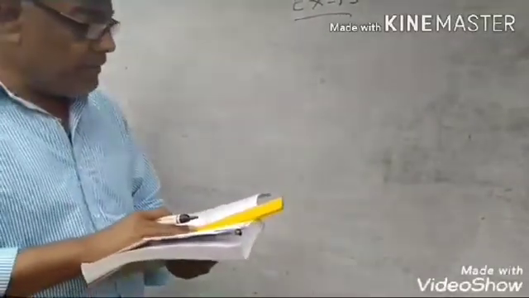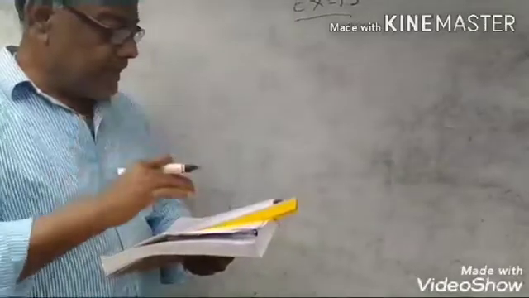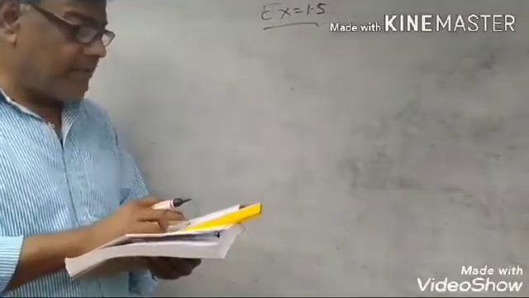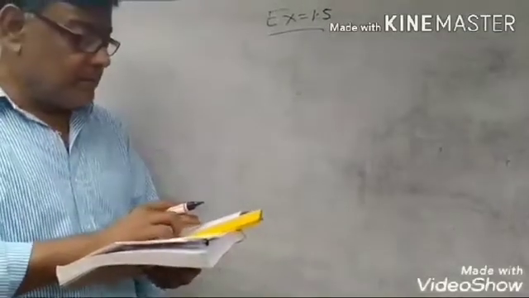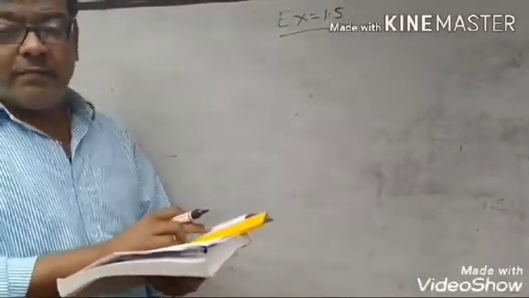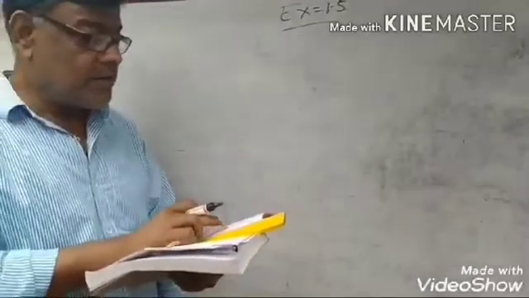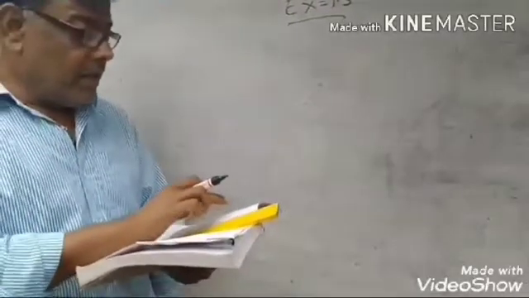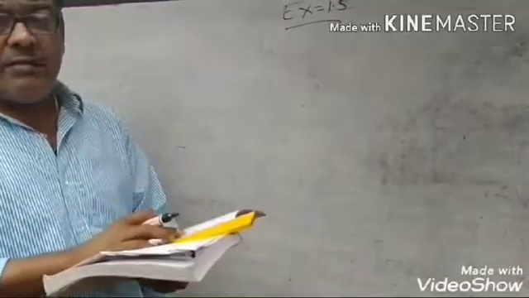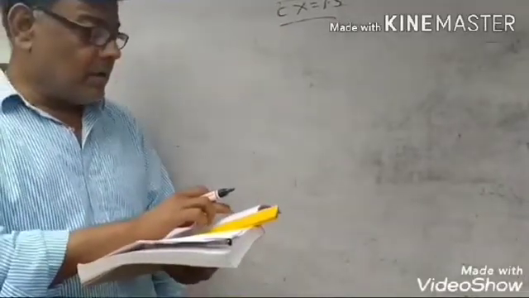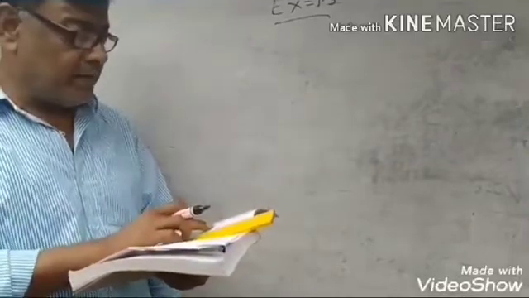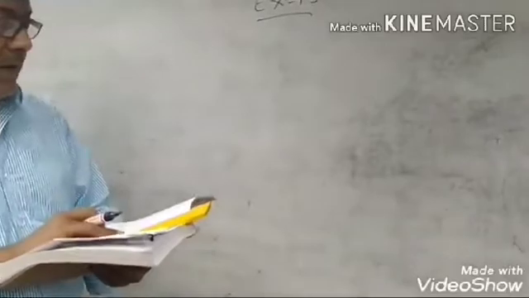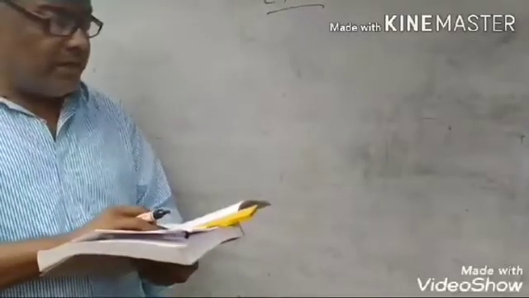Question number 2: 3 plus under root 23, bracket minus under root 23. Question number 2 is a rational number. But why? The irrational part is cancelled, plus under root 23 minus under root 23. Only the number 3 remains. 3 is a rational number.